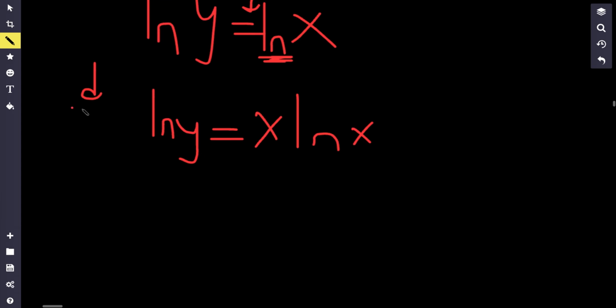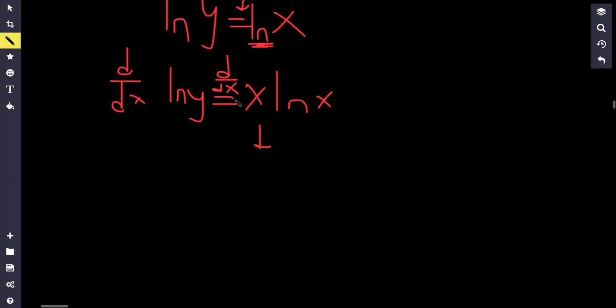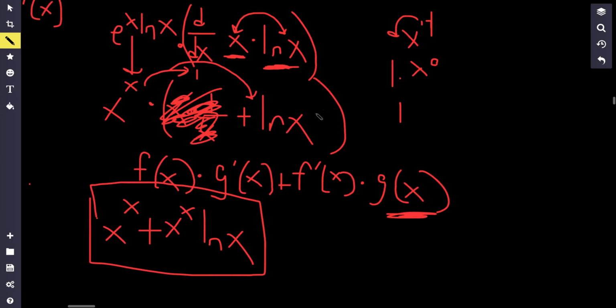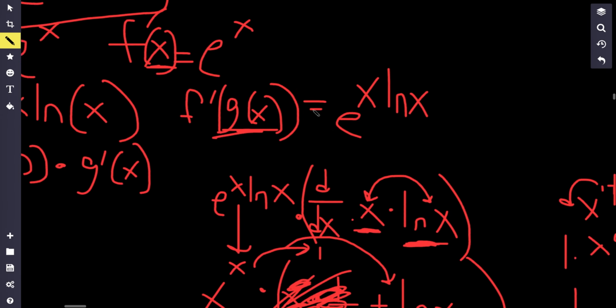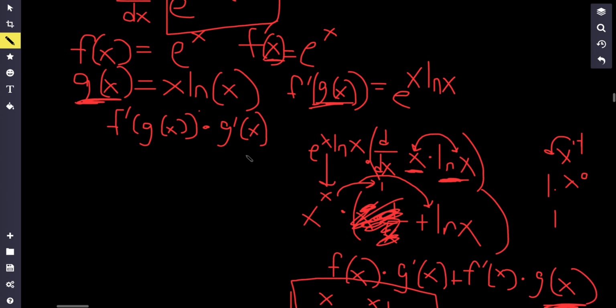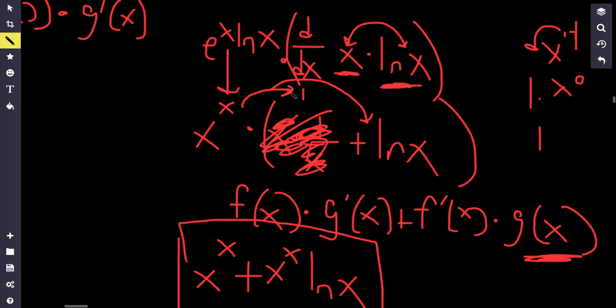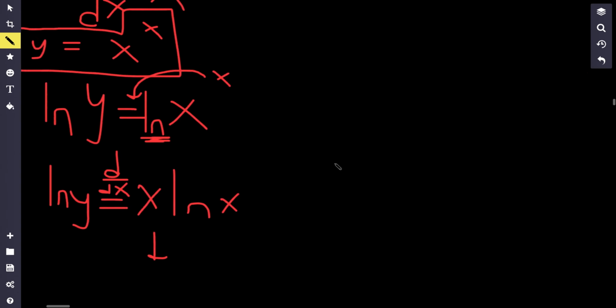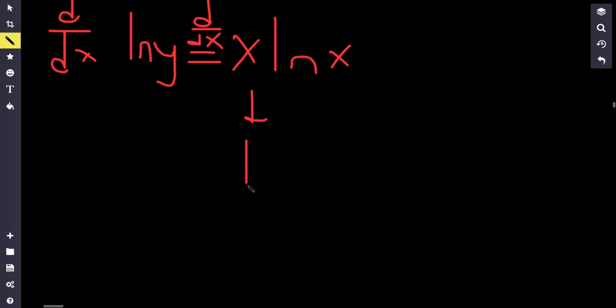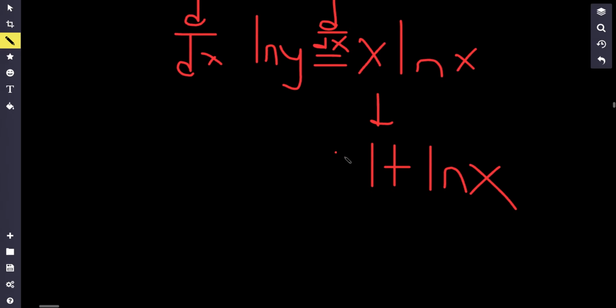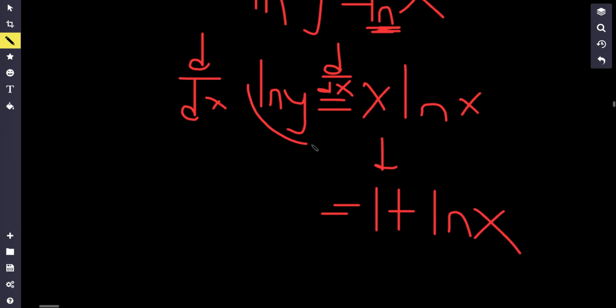Now, let's differentiate both sides with respect to x. So the derivative of x ln x, we stated before, when we were doing this problem, that we had to find the derivative of x ln x, and we got that it's equal to 1 plus ln of x. So let's write that down. That's just going to be 1 plus ln of x. Okay, cool. Now, what's the derivative of ln of y with respect to x?